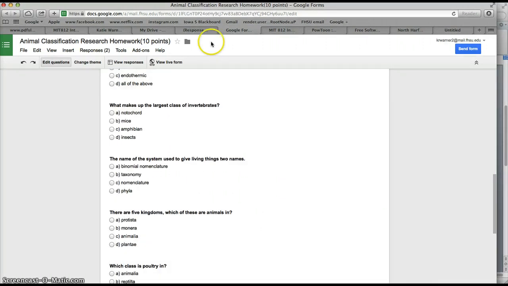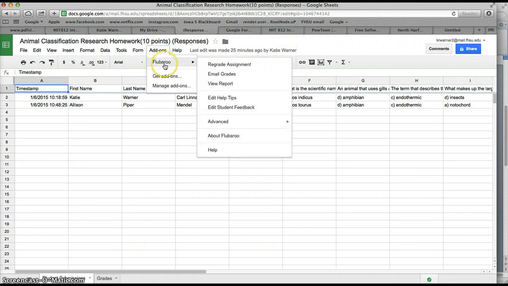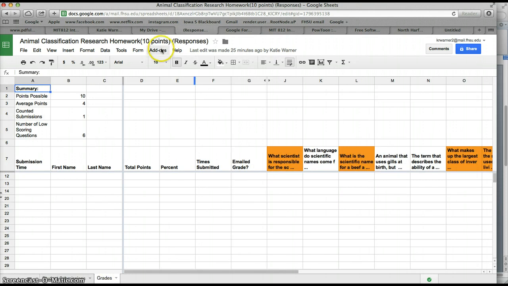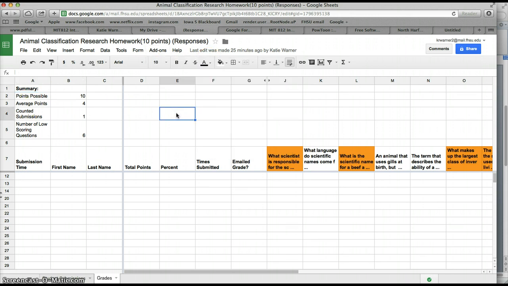And then I also attach that to a sheet and use Flubaroo for the grading. So I send it to myself and someone else. I graded the assignment, grades pop up, and then again it gives you that option to grade, email, view reports, see all this information about that. Obviously, I didn't do it with my whole class because I've already done this topic this year. So this will be something I incorporate later on.